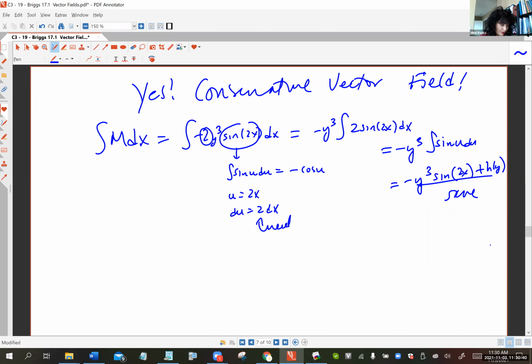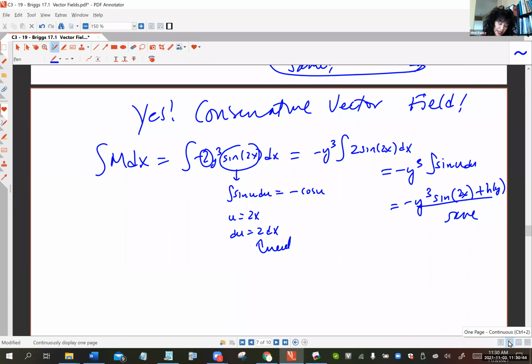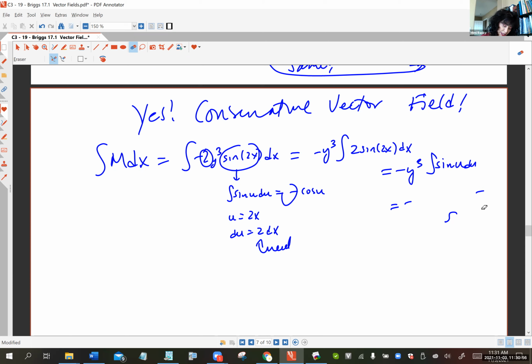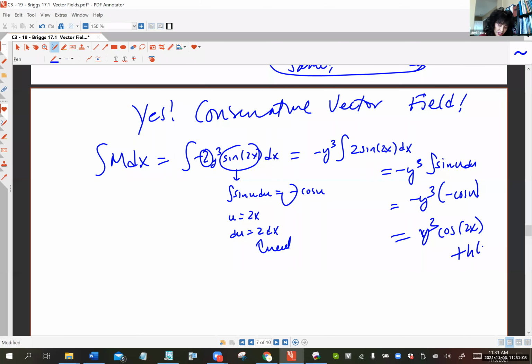Then what? Well, then you're going to, oh, I forgot my negative. So this should be, what am I doing here? Oops, I'm totally blowing it here, people. Let me do my intermediate step. Trying to go too fast. Negative y cubed times negative cos u. Then we should get a positive y cubed. Sorry, trying to do this too fast. Y cubed cos 2x plus h of y.